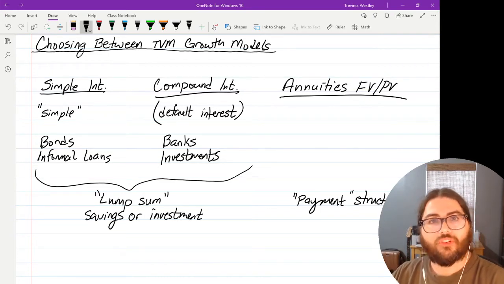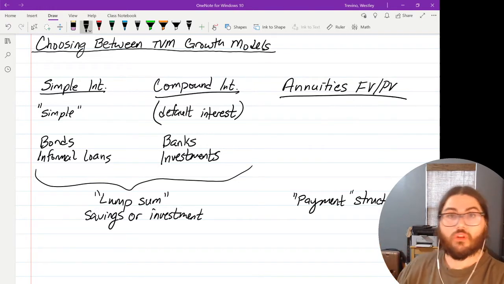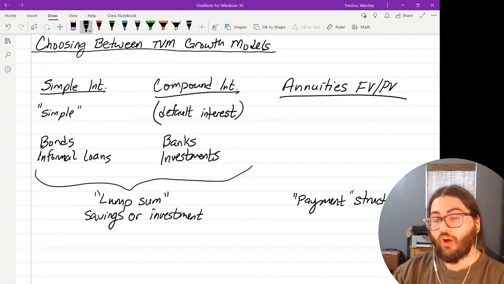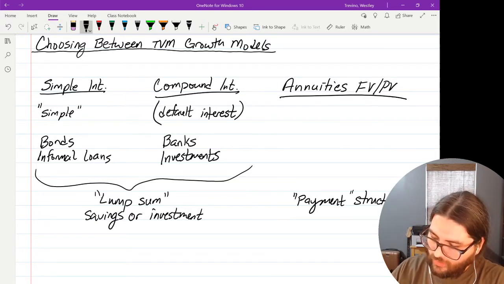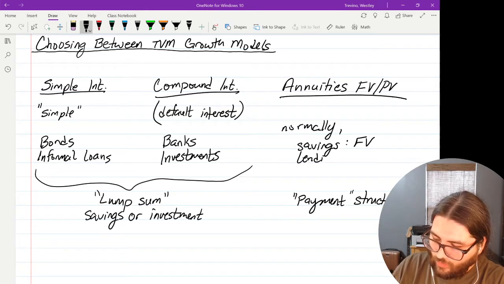Commonly, when I'm talking about saving, I'm talking about future value because I want to know how much it's going to be worth in the future later on. And commonly, when I'm talking about lending, I'm talking about present value because the bank pays for whatever you bought today. The bank upfronted you that money. So normally, but not always, savings will usually be a future value concept, and lending will usually be a present value concept, but not always.